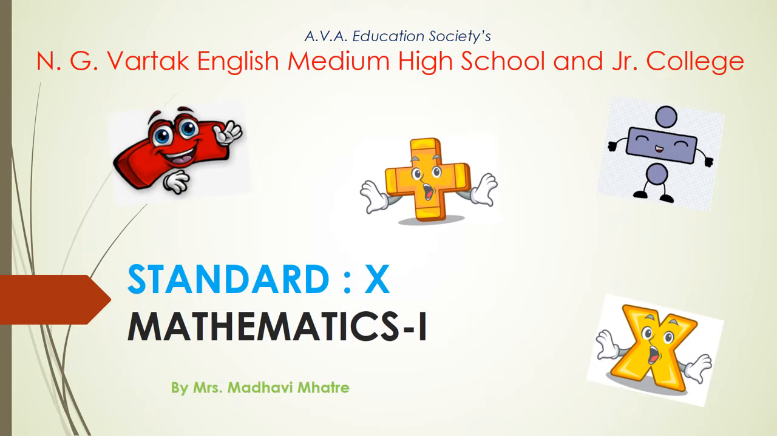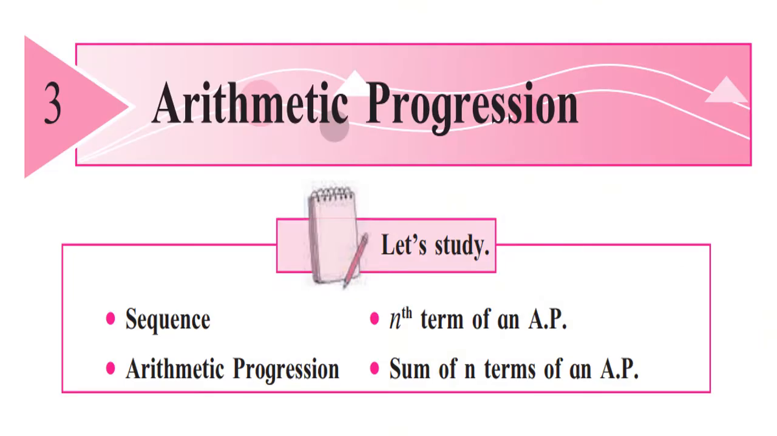Today we are starting with chapter number 3, that is arithmetic progression. In this chapter we are going to learn topics like the first topic, sequence. Then we are going to understand the meaning of arithmetic progression, which is a particular type of sequence. And then we are going to learn about the nth term of an AP, that means the general term of the AP, and from that we are going to see the formula to find the nth term of AP.